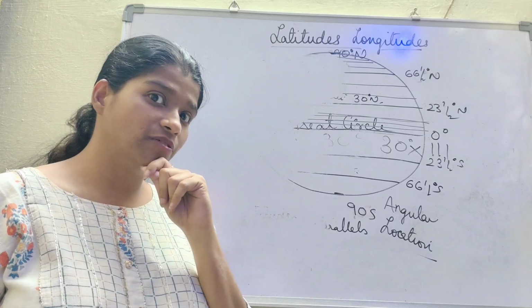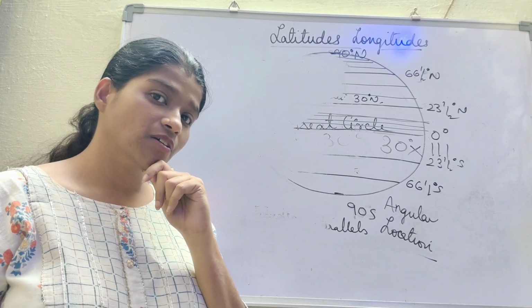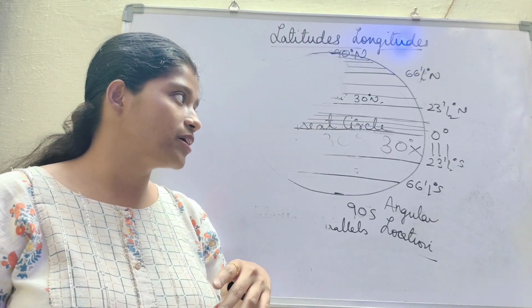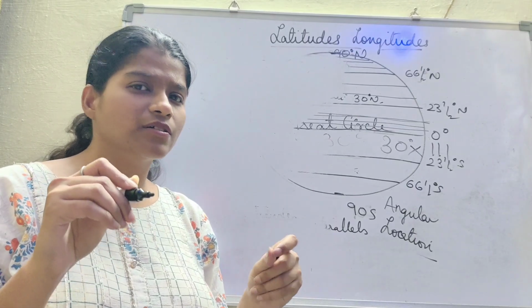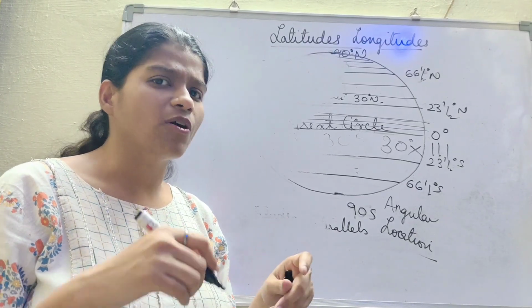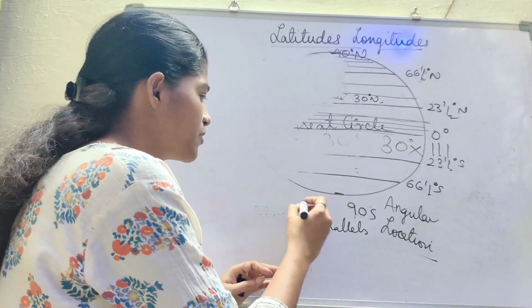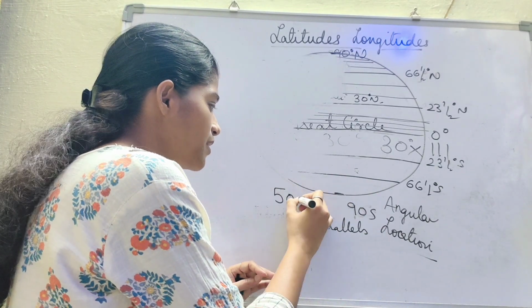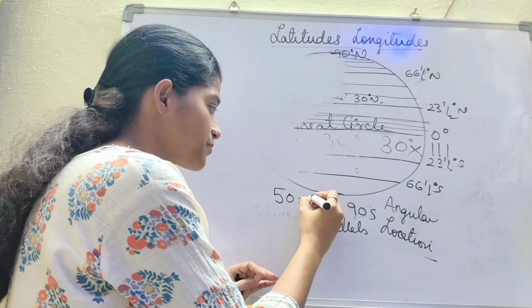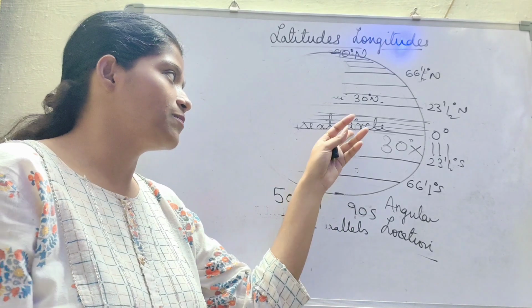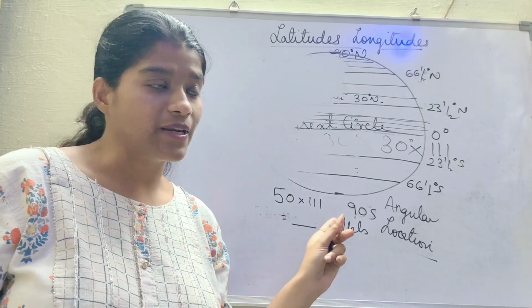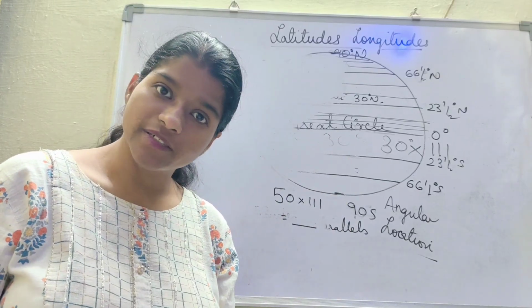If I have to find out the distance of Sydney from the equator, how will I find out? Suppose Sydney is located around 50 degrees south latitude. So what will I do? I will write 50 into 111. Whatever is the answer, that will be the distance of that place from the equator.